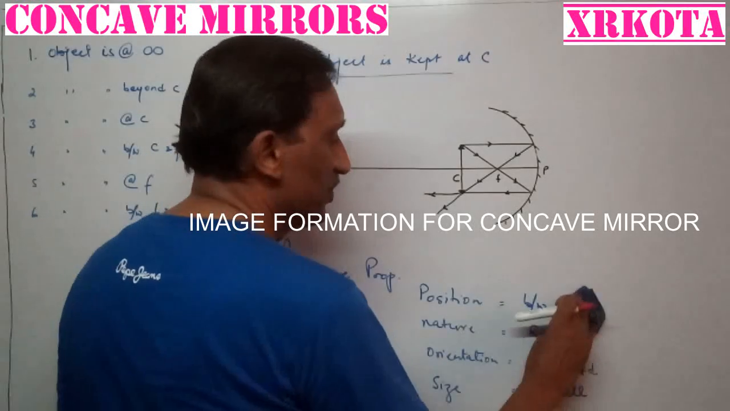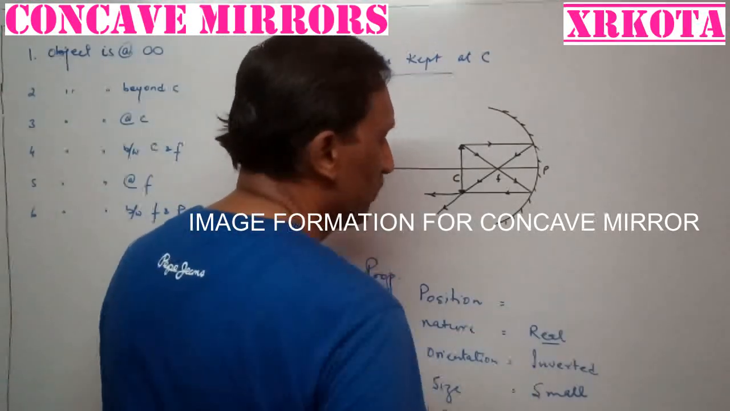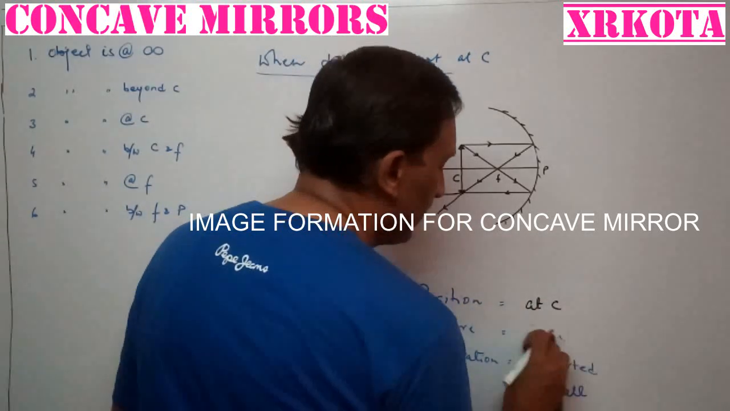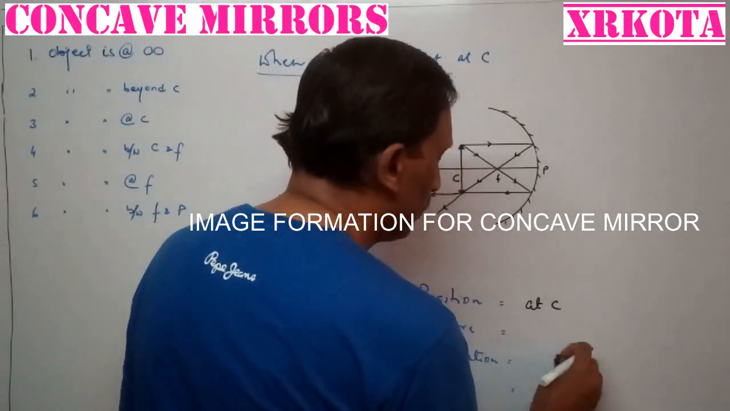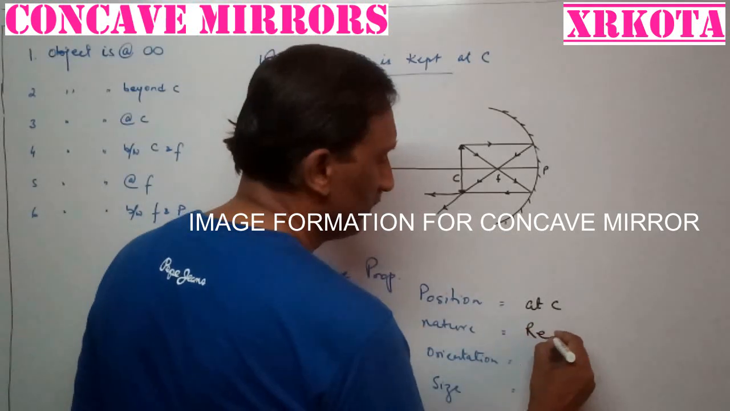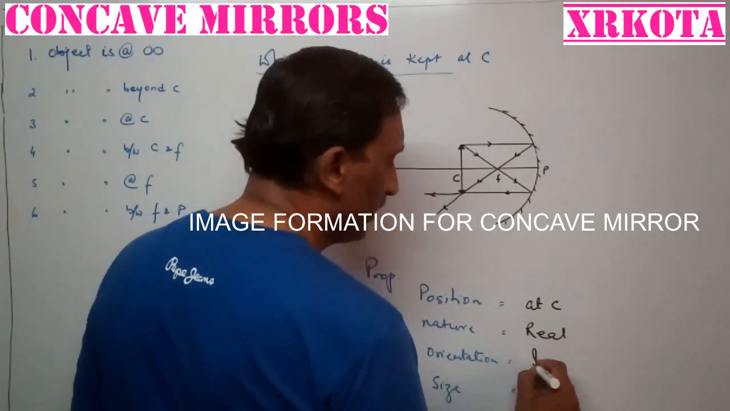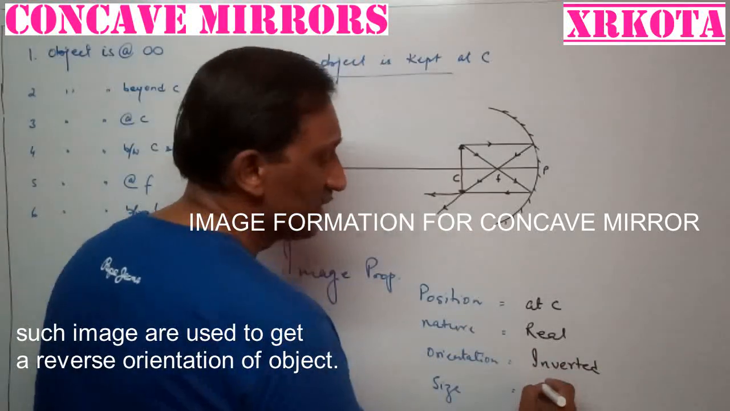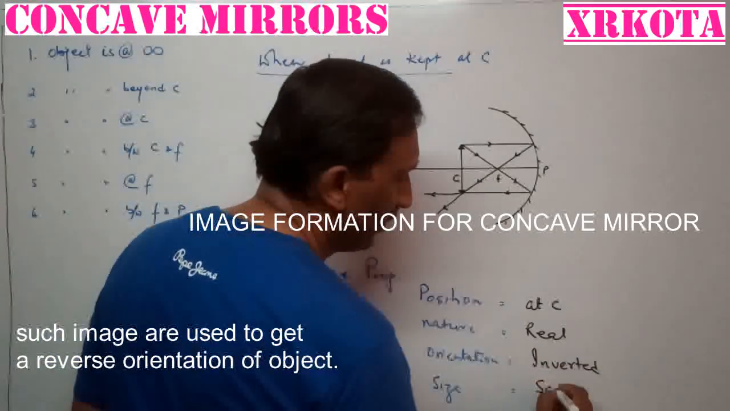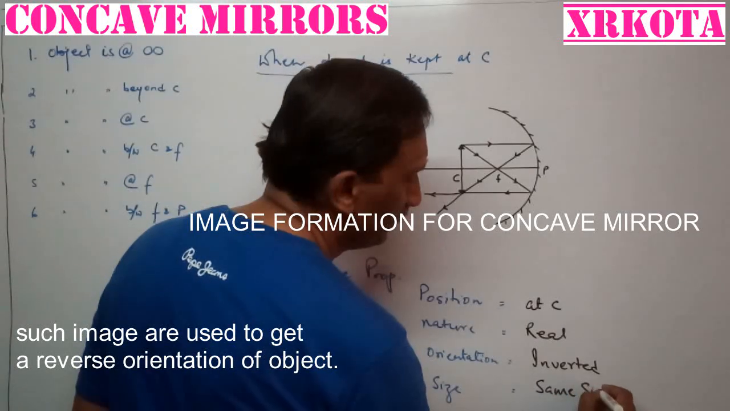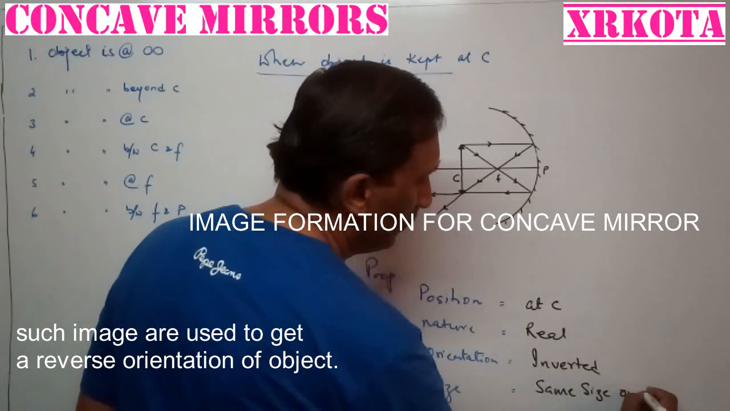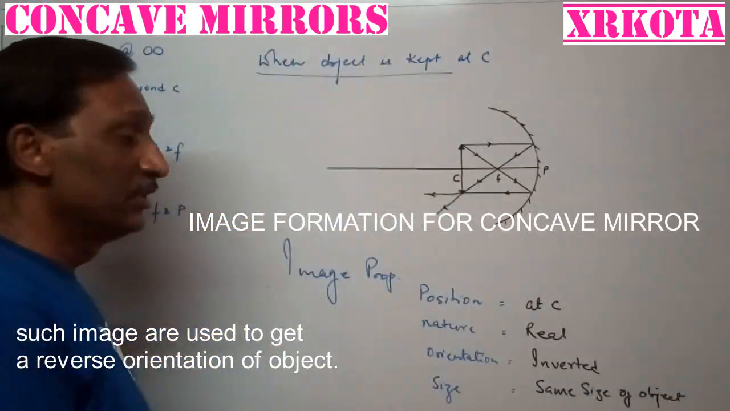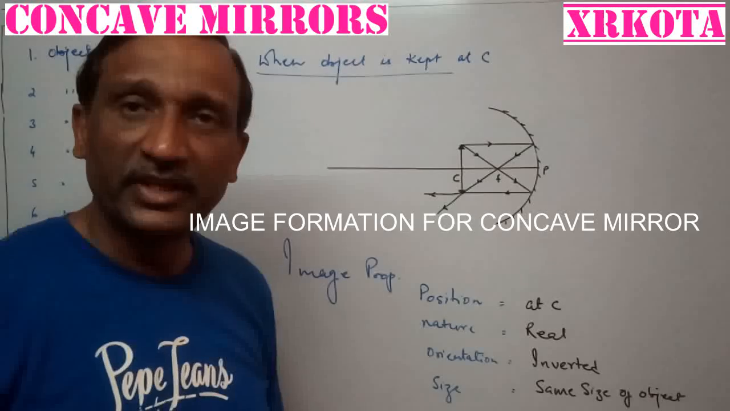So where is the image formed? Image is formed at C. It is real. It is inverted. And size, same size of the object. So here the size is h is equal to h dash.